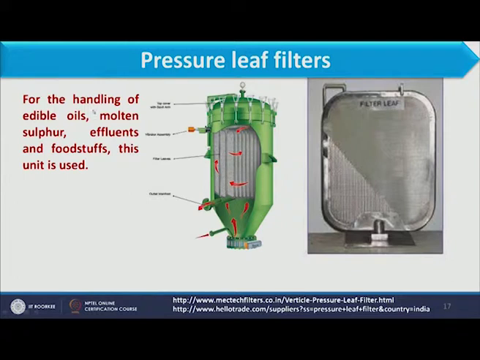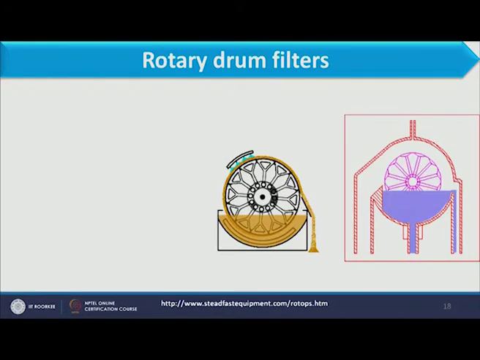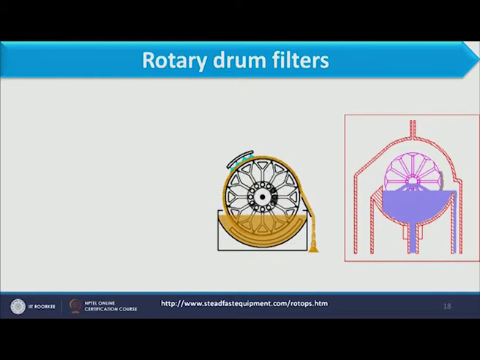So it is used for the handling of edible oils, molten sulfur, effluent and foodstuff. Now the next equipment we have is the rotary drum filter. The working of the rotary drum filter we have already discussed in continuous filtration. We will just go over it briefly.